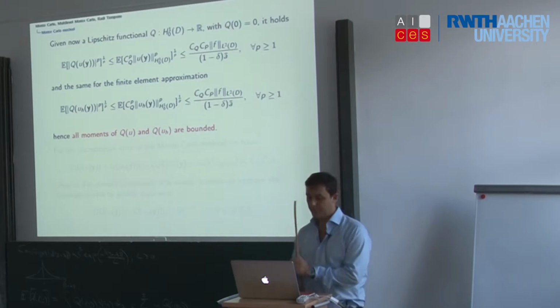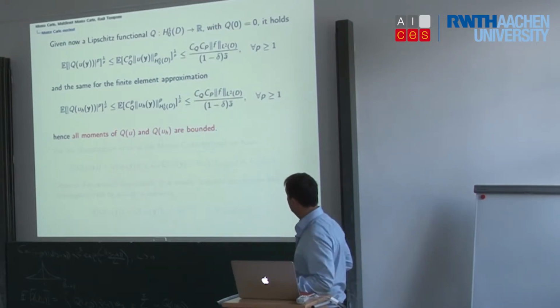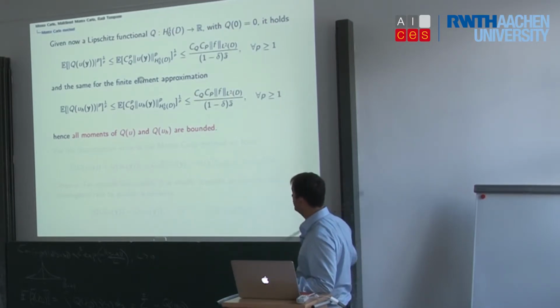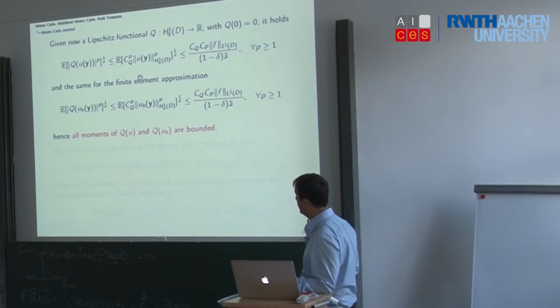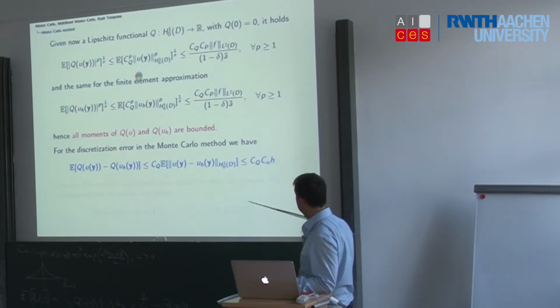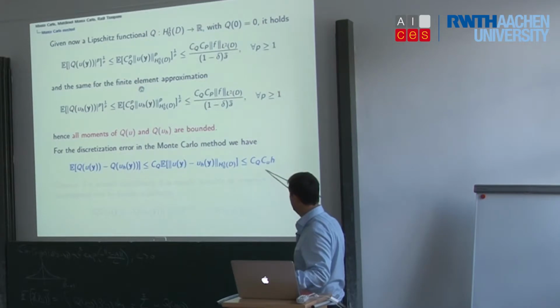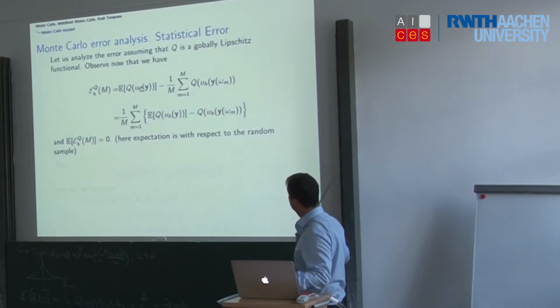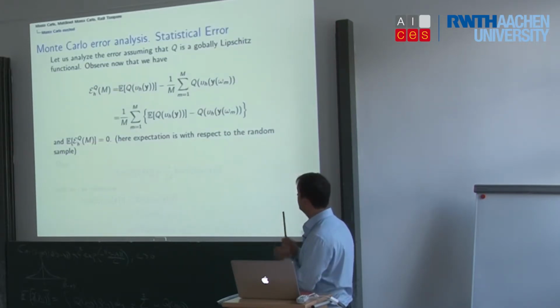From here you can also conclude that all the moments of Q of U, and therefore Q of UH, are bounded. Now let's go to the statistical part and then we take the break.